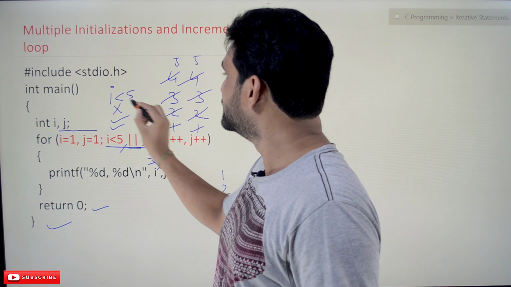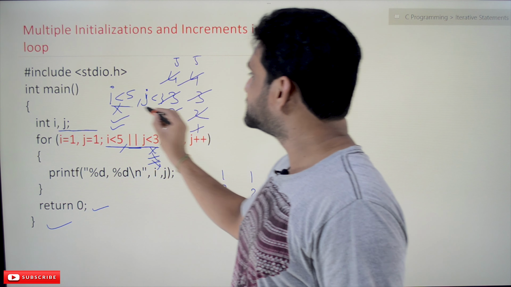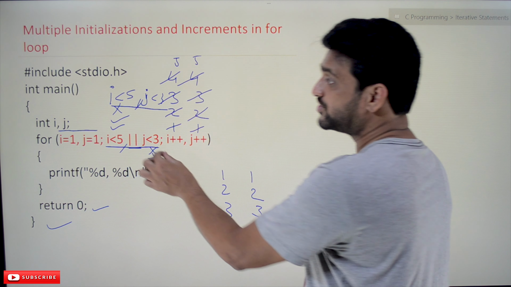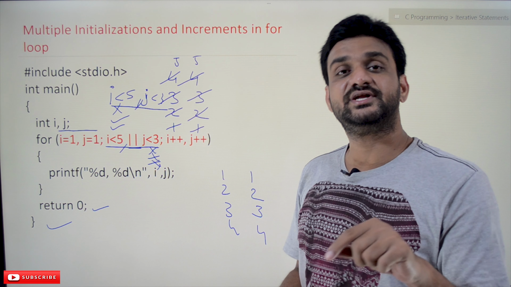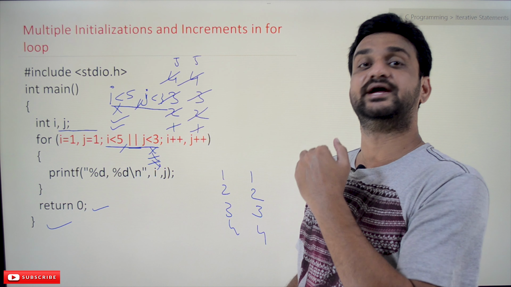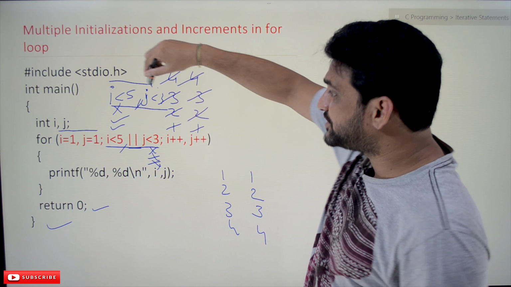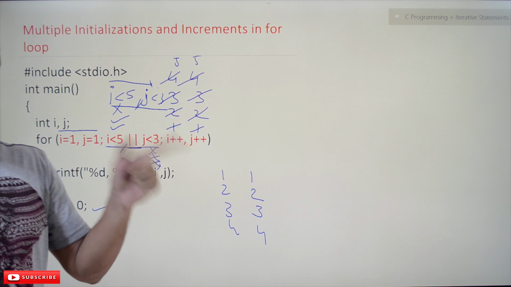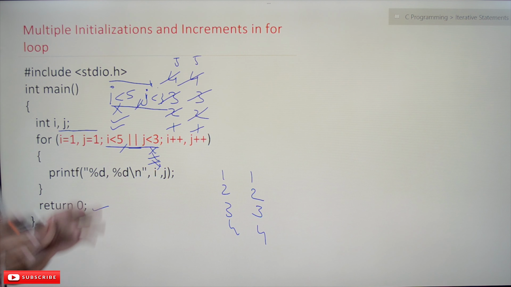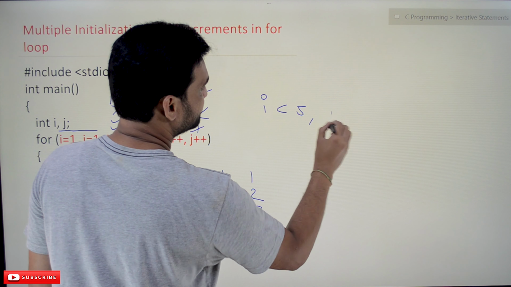The condition can be i less than 5 comma j less than 3. So what happens when we use the comma operator? It is good practice to use the OR operator and AND operator. With the comma operator, what is the associativity of the comma operator? It is from left to right. So whatever the rightmost condition is, only that condition will be checked. Try to understand that point.